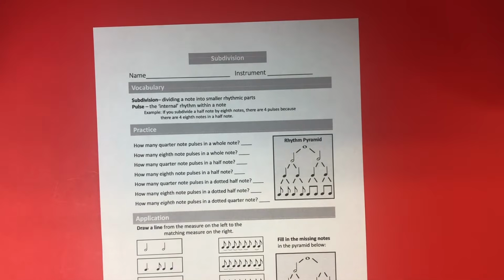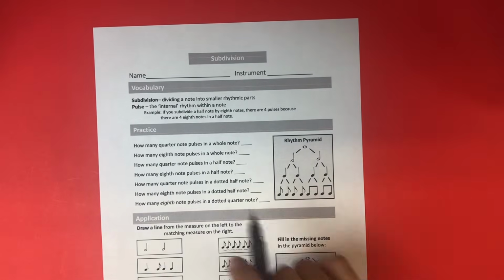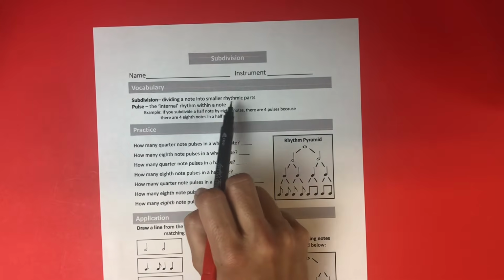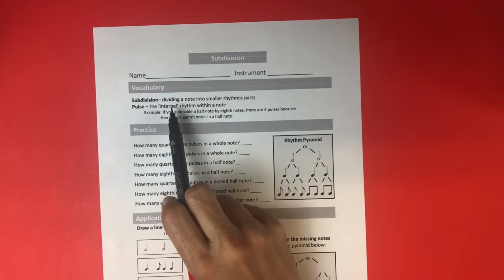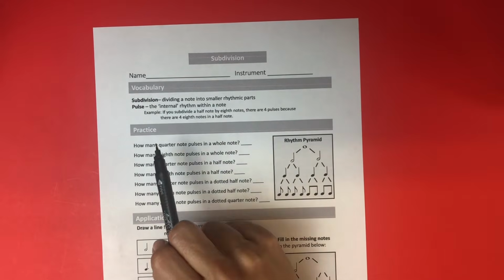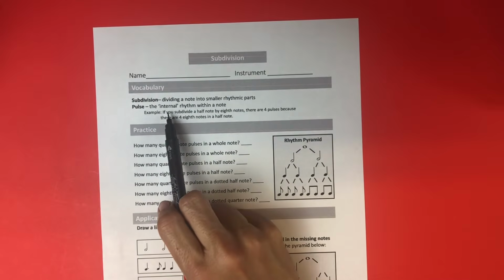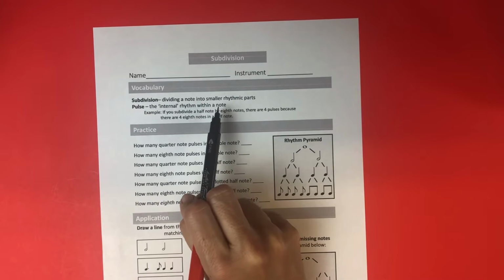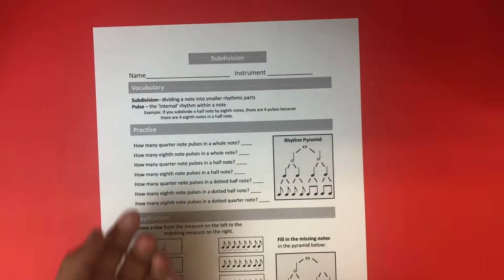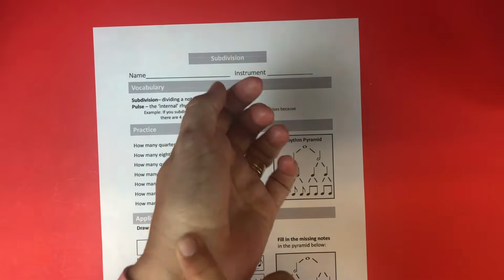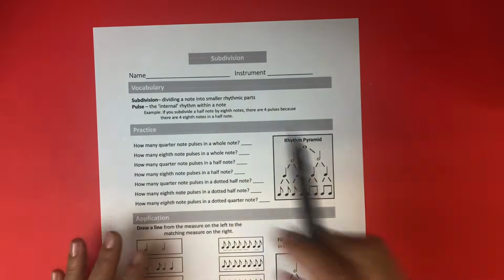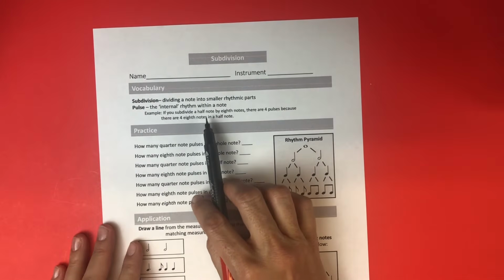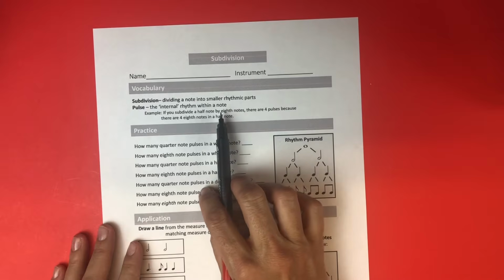In this lesson, we're going to be talking about subdivision. So your two definitions: subdivision is dividing a note into smaller rhythmic parts. And the pulse is the internal rhythm within a note. Think of it like your pulse, like if you were to take your pulse on your hand, there's a beat going on inside your body. So the pulse is the rhythm inside the notes. When you have a long note, there's still a rhythm and a beat going on.